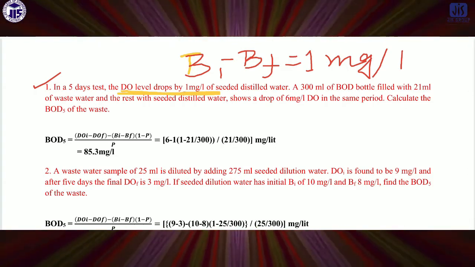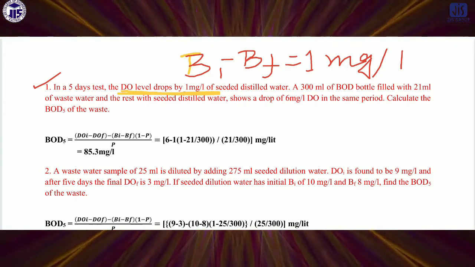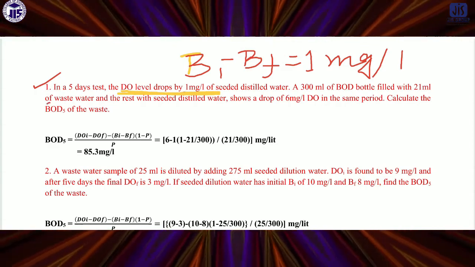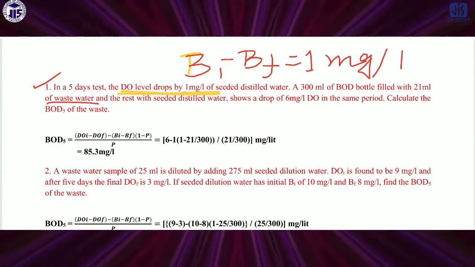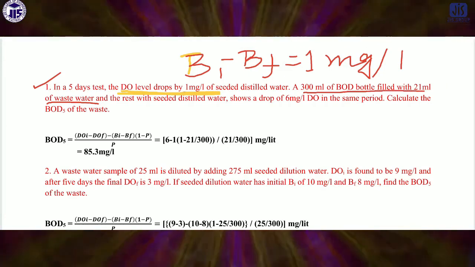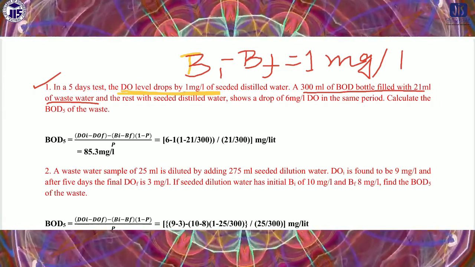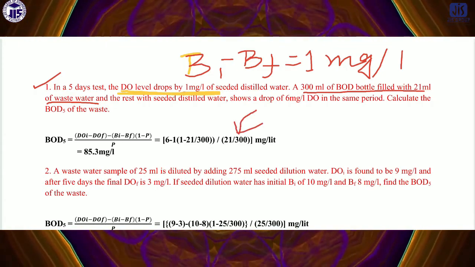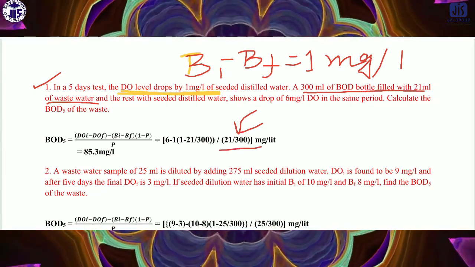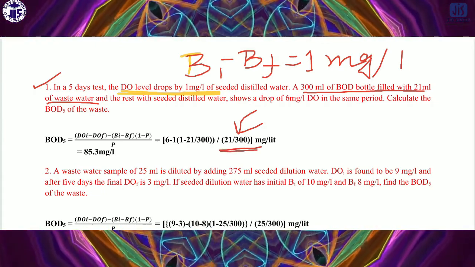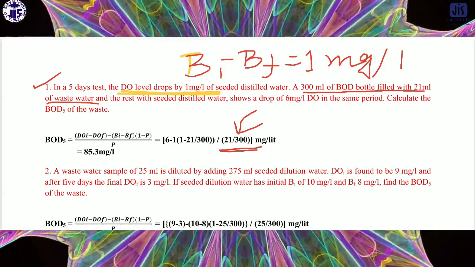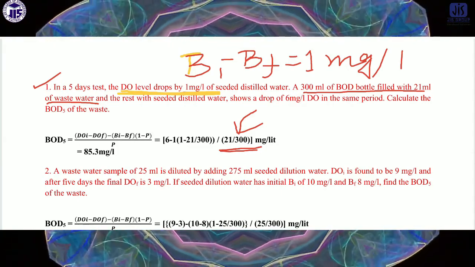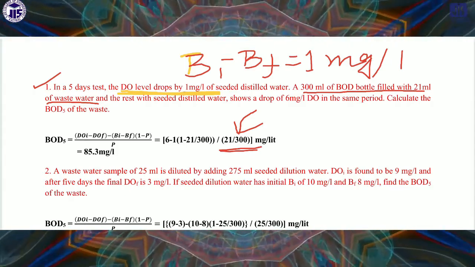Now look here: a 300 ml BOD bottle is filled with 21 ml of wastewater. So what information is given? That means what will be the value of P? P will be 21 by 300. So 21 ml of wastewater will be filled in the 300 ml BOD bottle, and obviously 21 by 300 is the value of P.